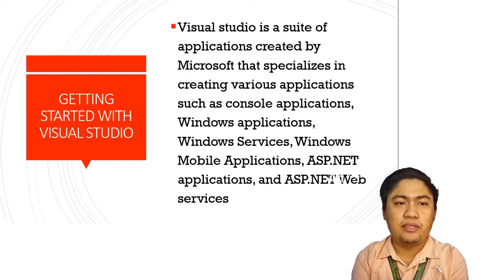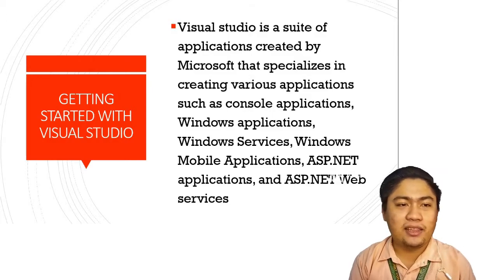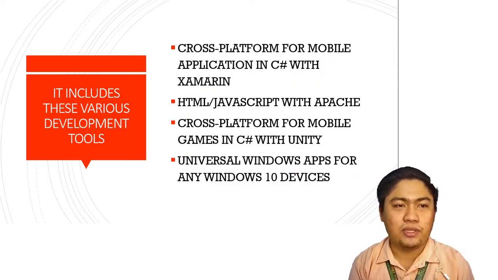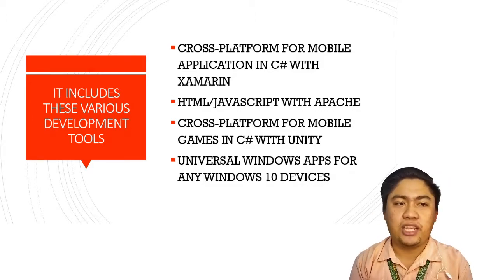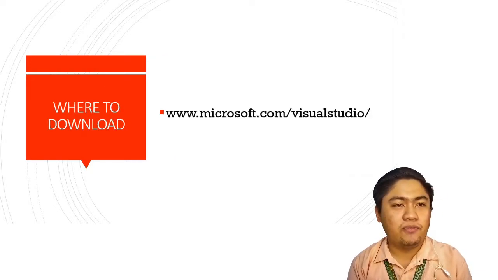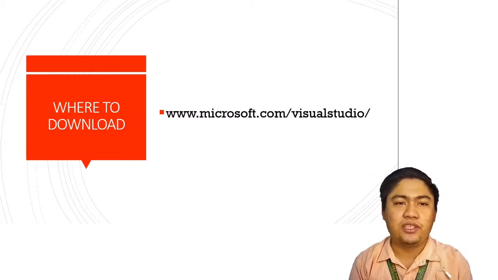Visual Studio is a suite of applications created by Microsoft that specializes in creating various applications such as console applications, Windows applications, Windows services, Windows mobile applications, ASP.NET applications, and ASP.NET web services. This is the Visual Studio loading page, and it includes various development tools: cross-platform mobile applications in C# with Xamarin, HTML and JavaScript with Apache, cross-platform mobile games in C# with Unity, and universal Windows apps for any Windows 10 devices. If you want to download Visual Studio, here's the link on how you can download it.